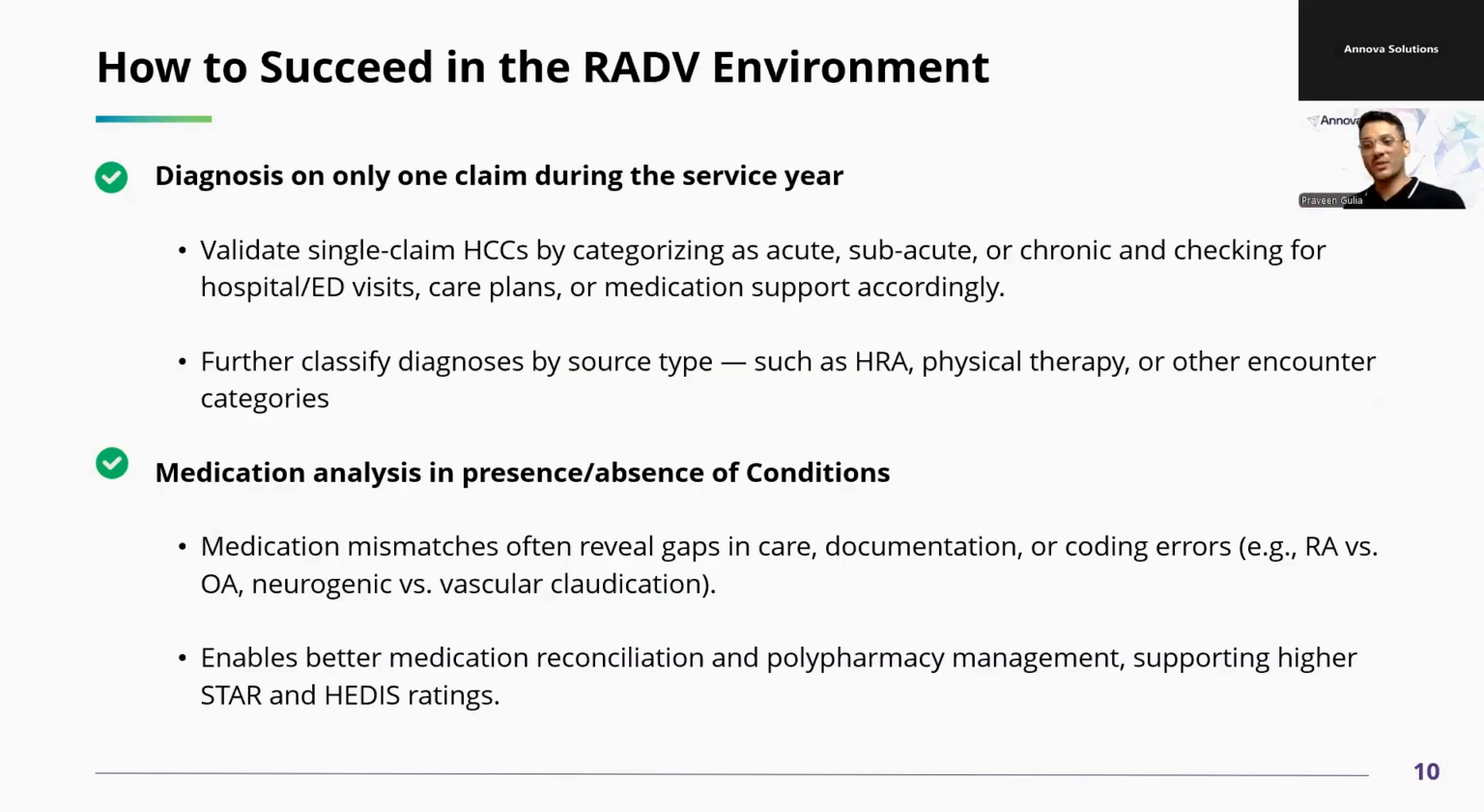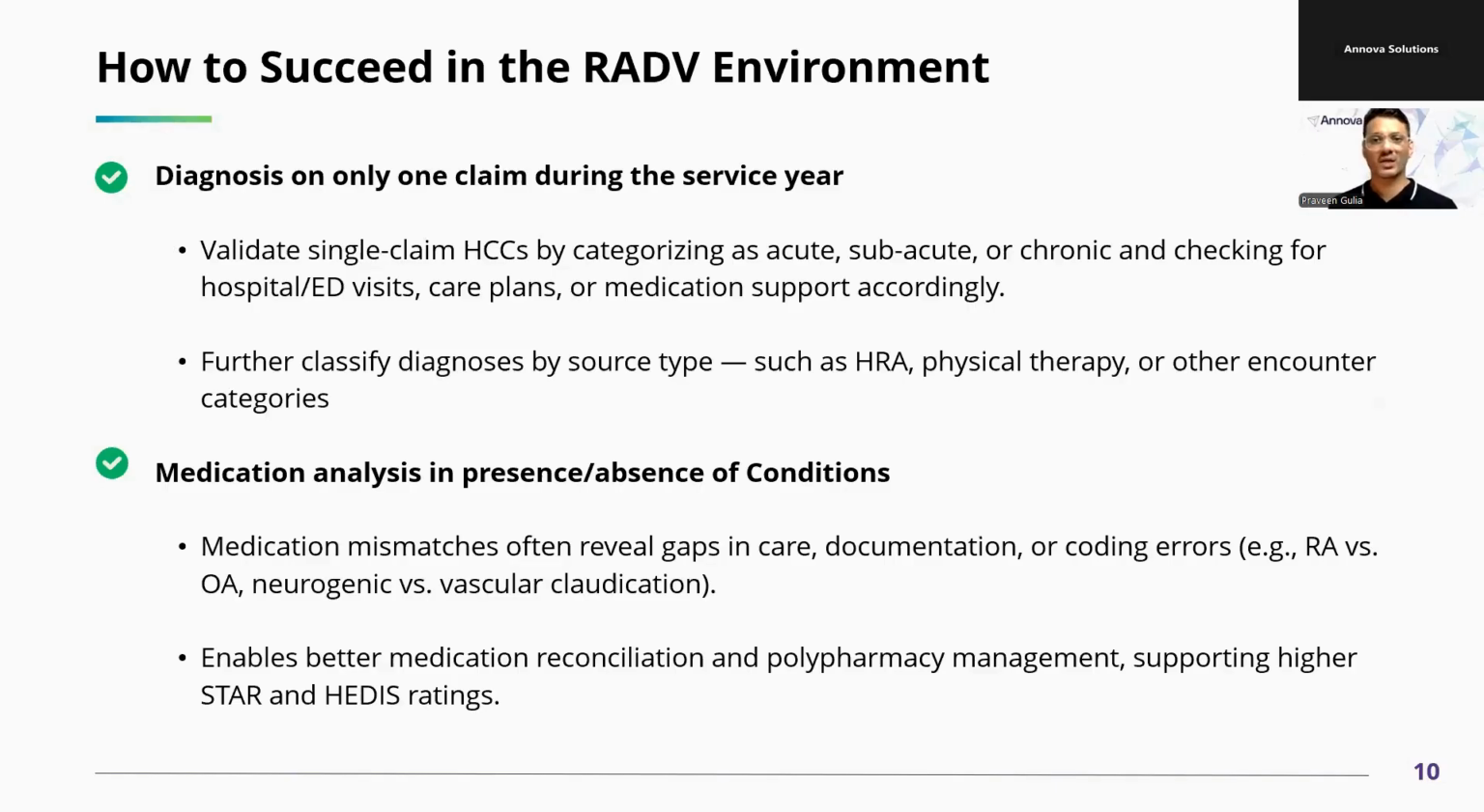Divide them, categorize them. You might end up with 50,000 or 100,000 members. You cannot audit all of them. So how do you prioritize? You categorize these one-off HCCs into acute, subacute, and chronic conditions, and then look for supporting documentation. If it is an acute condition, like a CVA, look for a hospitalization. If you find it, don't include that in your internal audit.